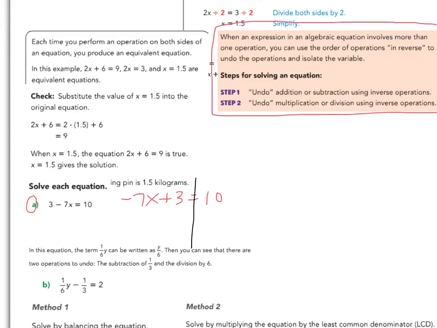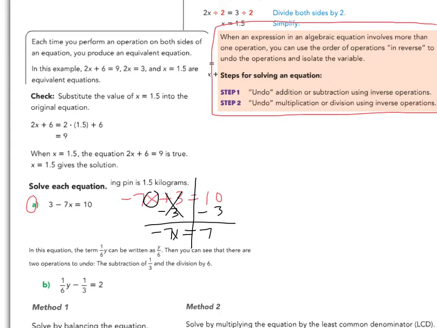Okay, so like I showed you today, you draw a line through the equal sign and you circle your variable. That's the whole point of these. We want to isolate the variable and get it alone. We're going to undo the addition or subtraction first. So the opposite of addition is subtraction. Again, whatever we do to one side, we have to do to the other. So I subtract 3 from both sides. Positive 3 and negative 3 cancel out, so I'm going to get negative 7x equals 7.